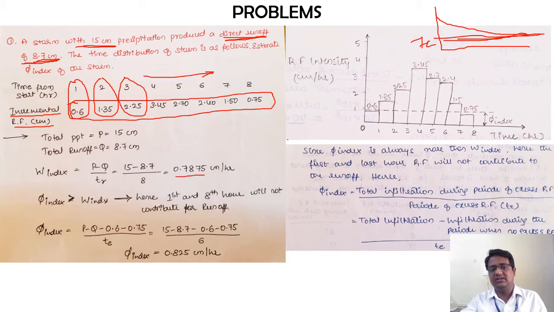Now, what this 0.7875 centimeter per hour is indicating is that, on an average, if you consider the whole 8 hours, and you use the Horton's infiltration concept, then initially the infiltration rate will be more, and as the duration goes from 1 hour till 8 hours, the infiltration rate is going to go on reducing. This is how you will get the infiltration rate whenever you use the Horton's infiltration curve or Horton's concept.